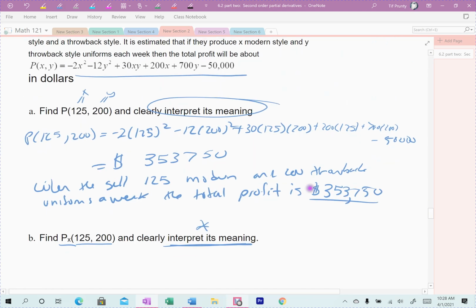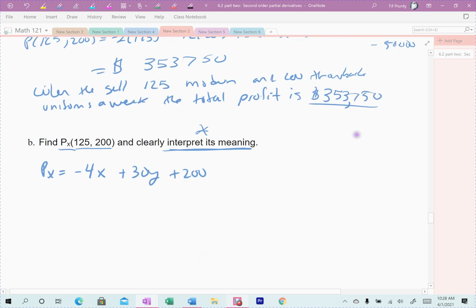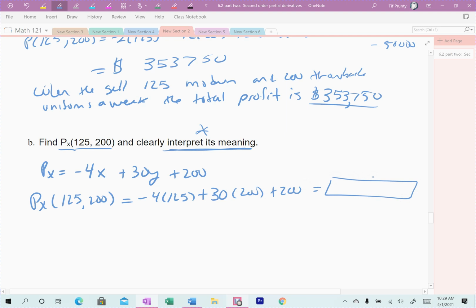Alright, so find your first order derivative with respect to x. So f sub x. I'm just looking at the x part, so I get negative 4x, that zeroes away, 30y plus 200, the rest zero away. Plug in my current level of production and sales. Again, I plug in my x and my y values. Be careful where you plug in your x and your y values. When I plug those in, 5,250.